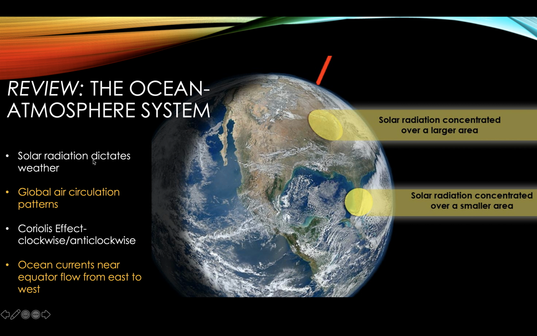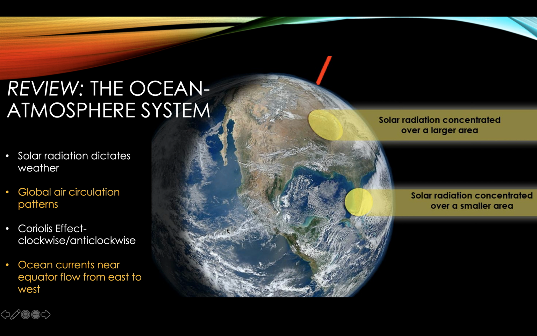Solar radiation is what gets this going, right? We know solar radiation is concentrated over a smaller area at the equator. So it's hotter at the equator, colder at the poles. Also recall from our last lecture, the Coriolis effect, that deflection of air currents and water currents due to a spinning Earth, is clockwise in the northern hemisphere, turning things to the right. In the southern hemisphere, it turns things to the left.